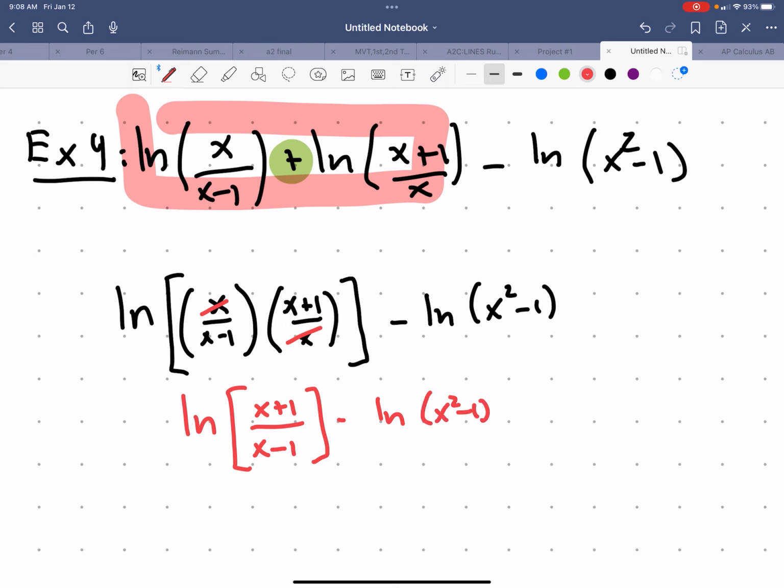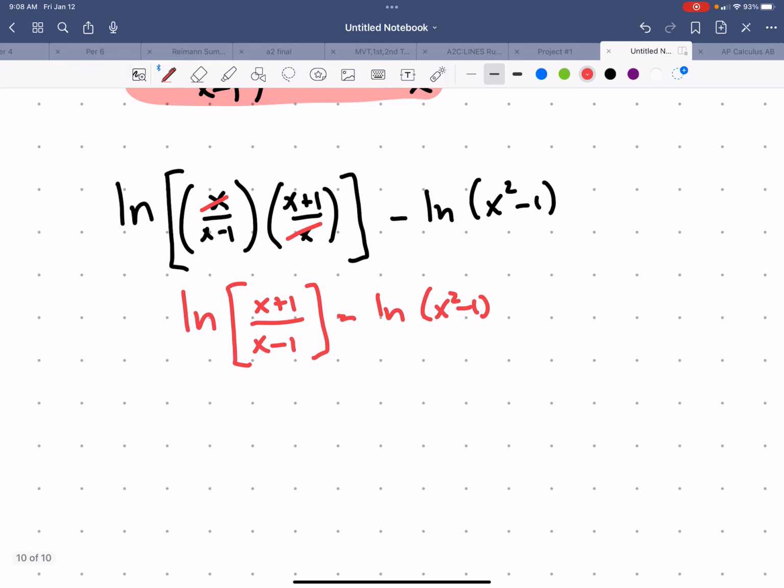All right. So now we have a subtraction. Subtraction means fraction, right? So we're going to have ln of x plus 1 over x minus 1. Nope, x plus 1 over x minus 1 divided by x squared minus 1. Now we've got to simplify this. And so we're first going to factor x squared minus 1 and see what happens.